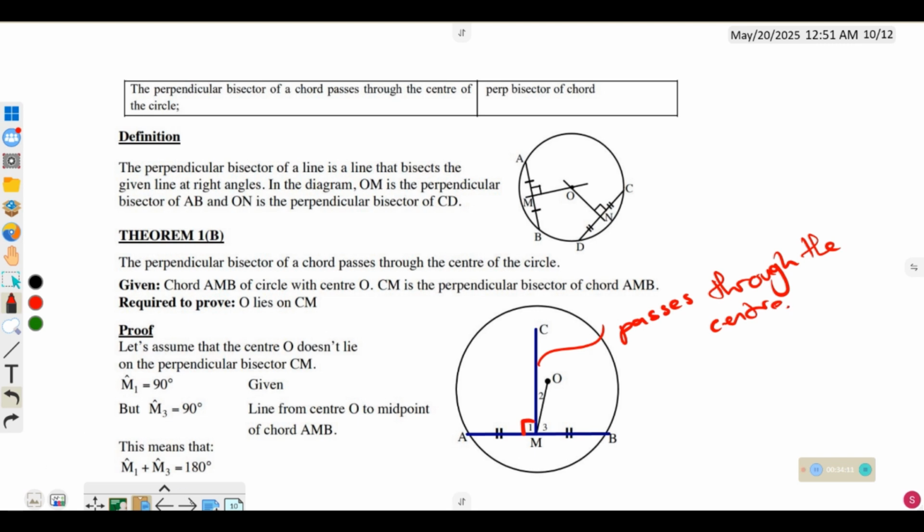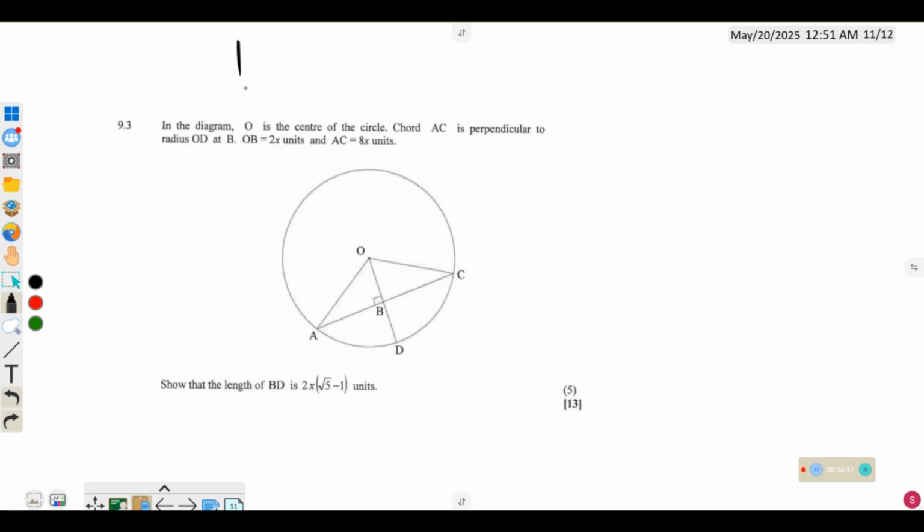So now try this. This is an exam question and it's a proof. Use everything that we spoke about. This should be easy.